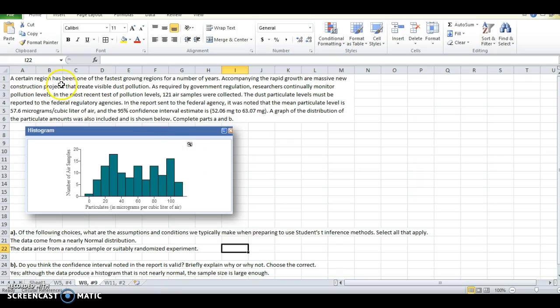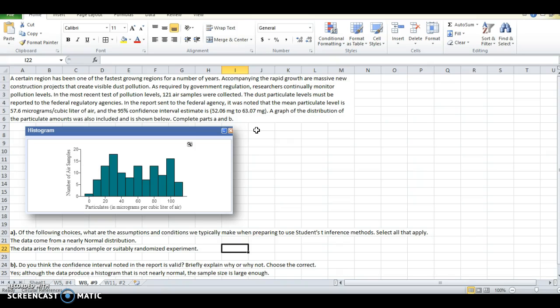A certain region has been one of the fastest growing regions for a number of years. Accompanying the rapid growth are massive new construction projects that create visible dust pollution. As required by government regulation, researchers continually monitor pollution levels, and in the most recent test of pollution levels, 121 air samples were collected. The dust particulate levels must be reported to the federal regulatory agencies.